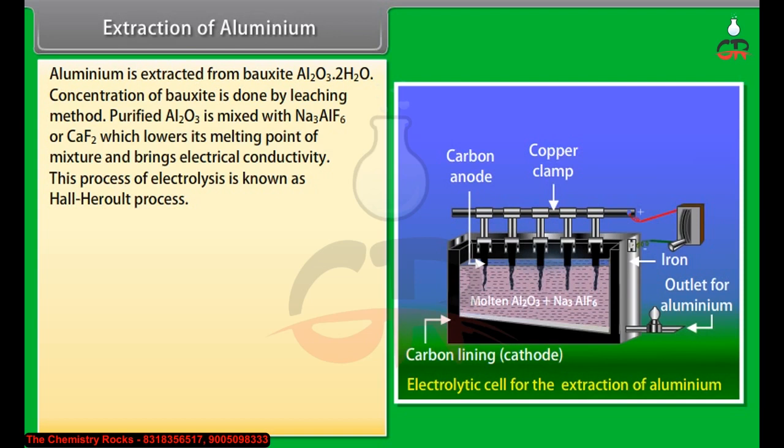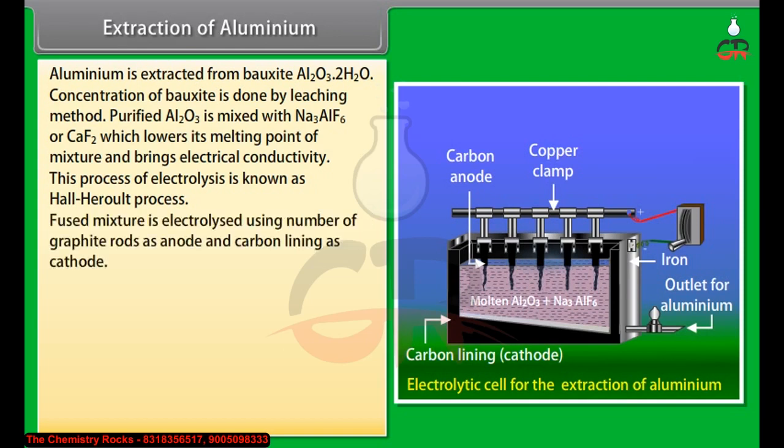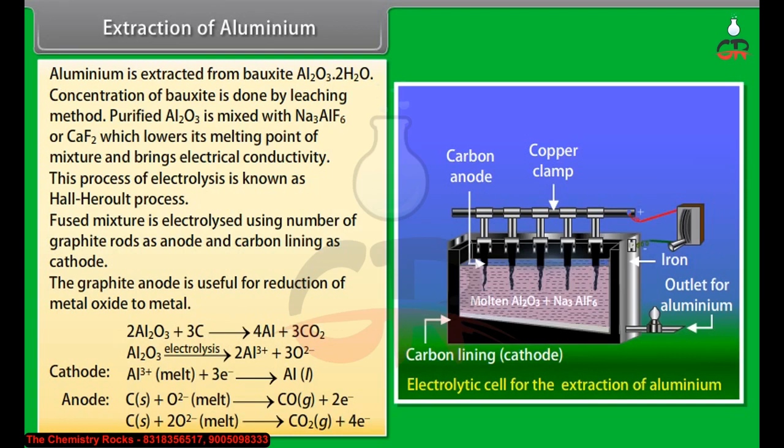The fused mixture is electrolyzed using a number of graphite rods as anode and carbon lining as cathode. The graphite anode is useful for reduction of metal oxide to metal.